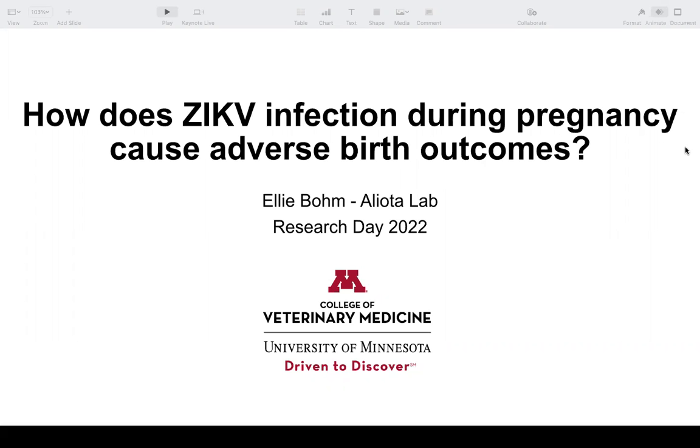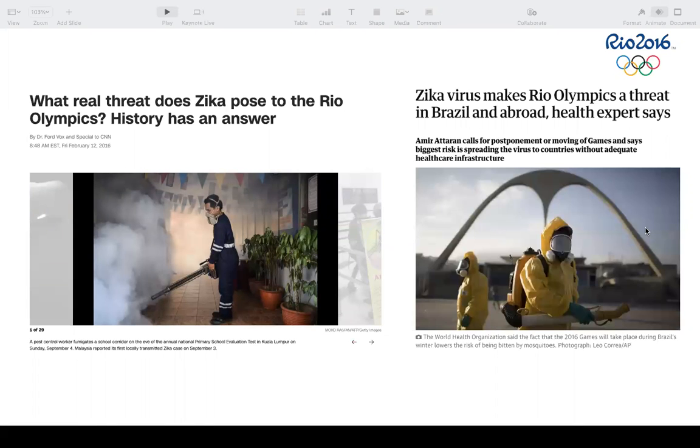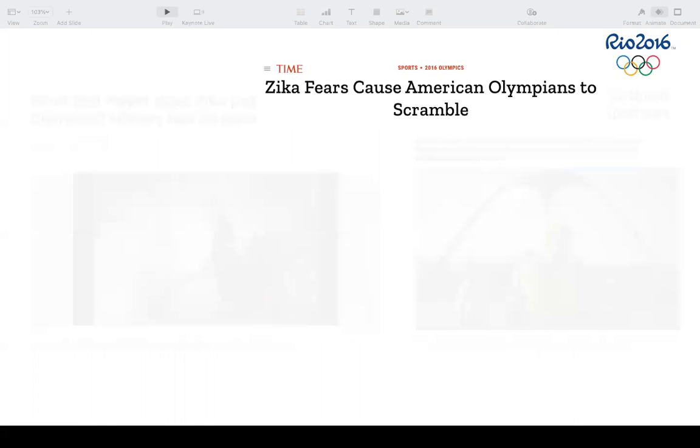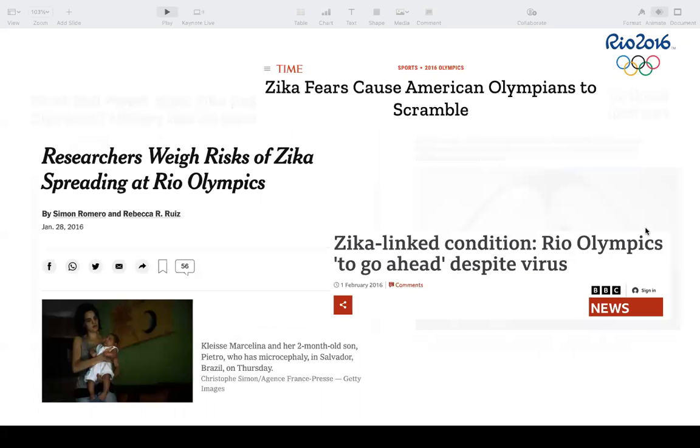Today, I'll be sharing my research on understanding how Zika virus causes adverse birth outcomes. You may remember hearing about Zika virus during the 2016 Summer Olympics. Zika was spreading rampantly throughout Brazil, and infection outcomes weren't well understood. There was concern for athletes and spectators traveling to the area because community case levels were at an all-time high.